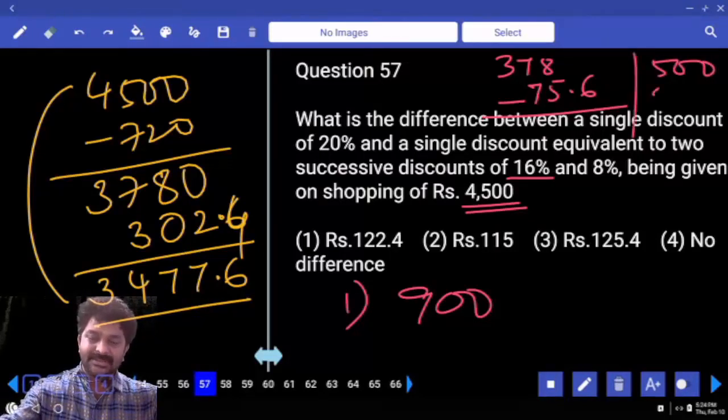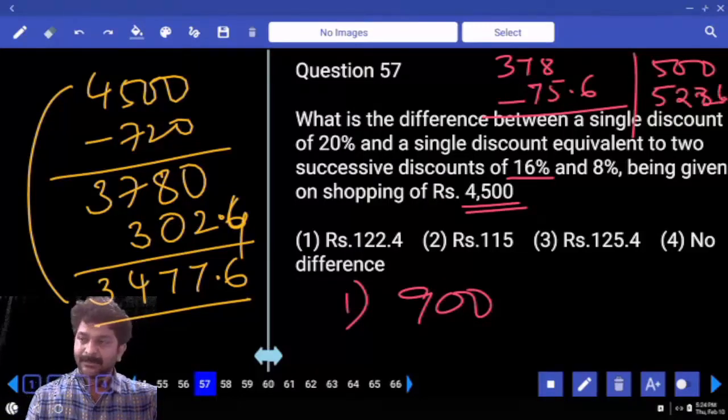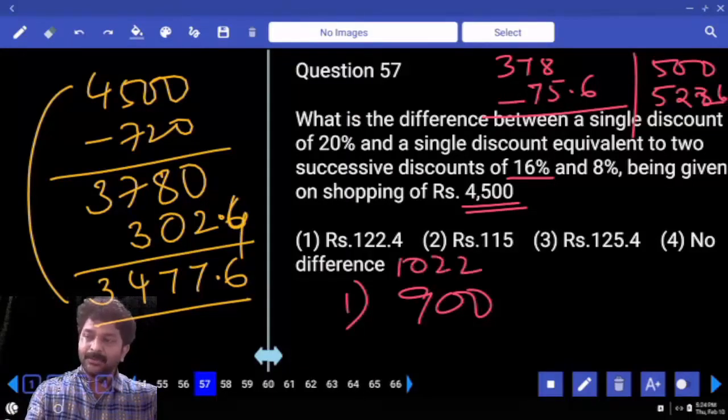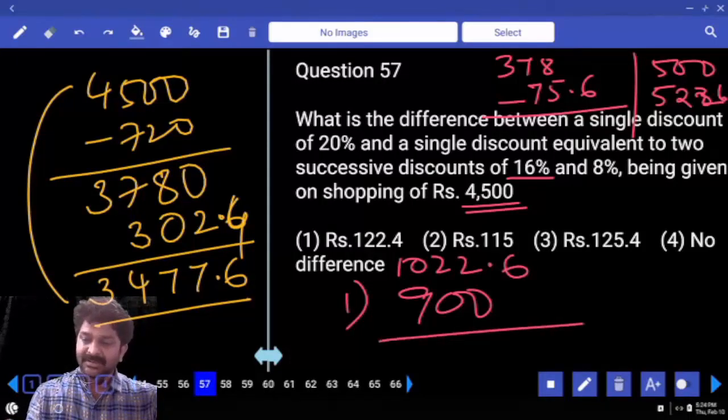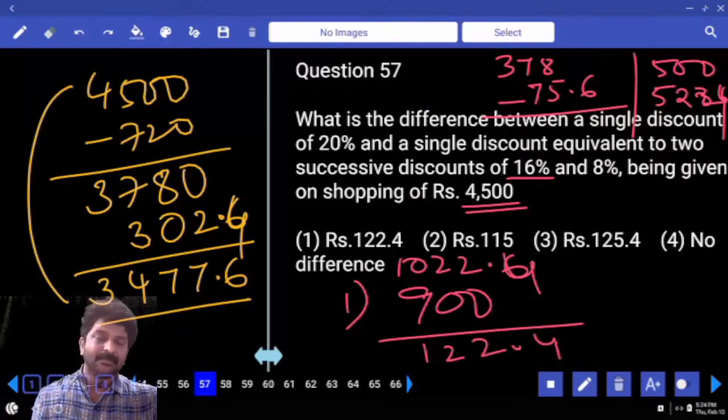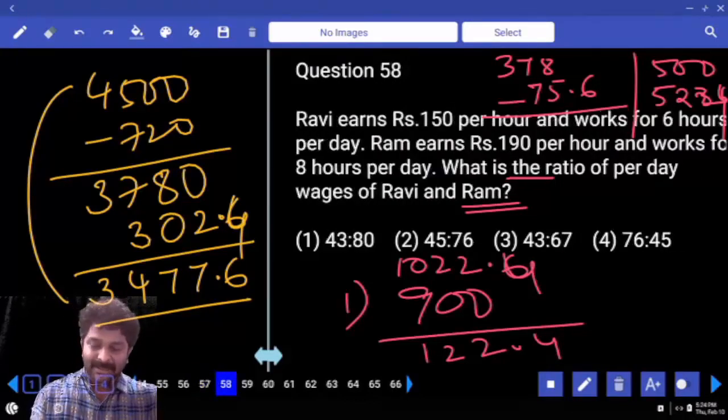This value is 522.6 less. Total value 1022.6. Now difference 4. Then the difference between these two numbers is 122.4. This calculation has to be done. Otherwise, if you go for simplification of 9 multiple, it is easy.